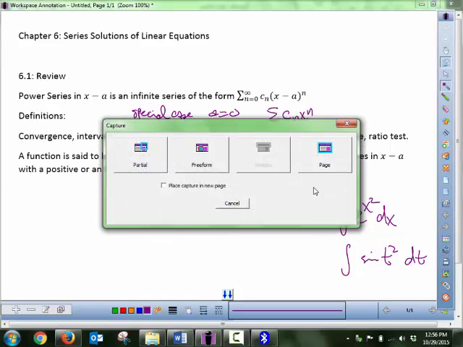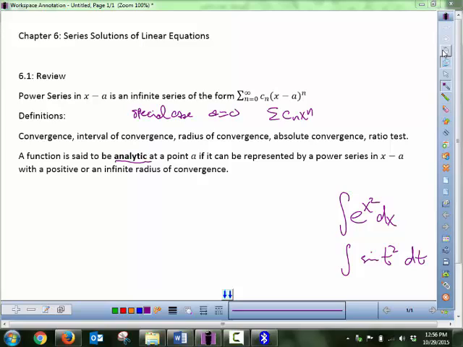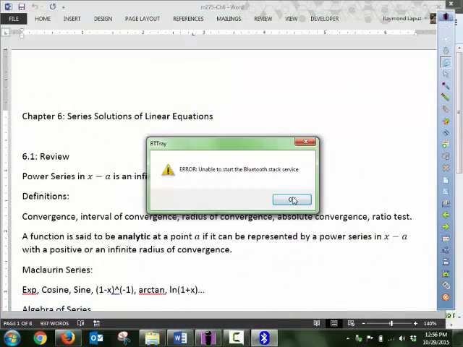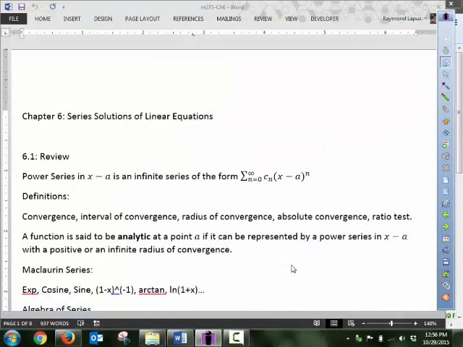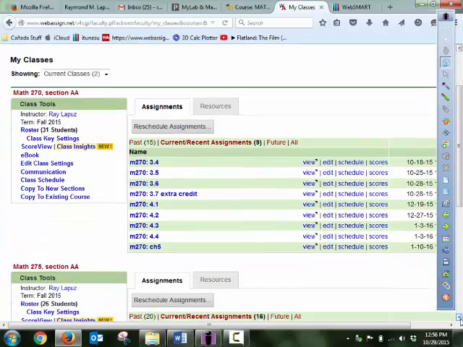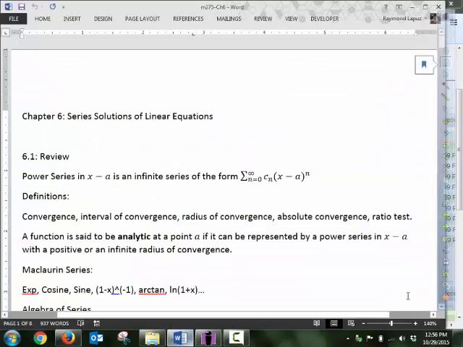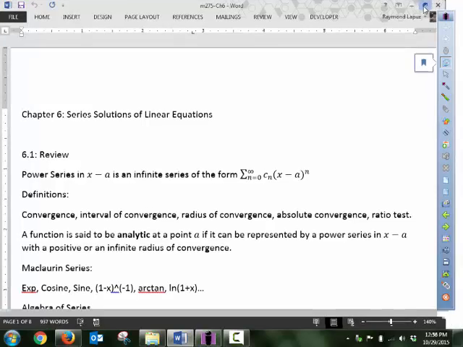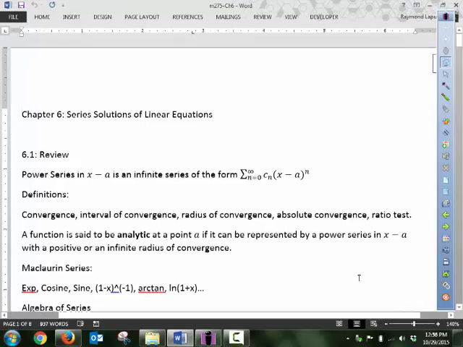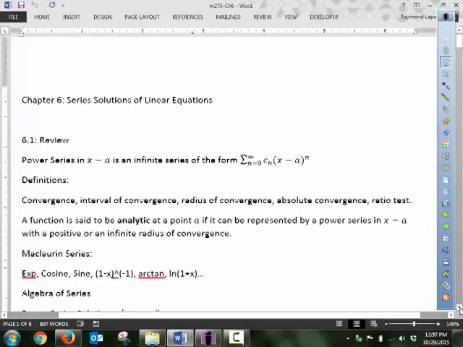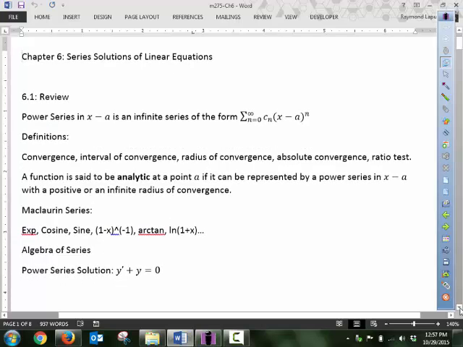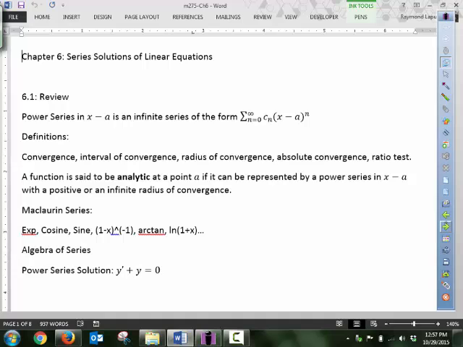Error, Bluetooth. Whoops. So I think I jumped in my notes here.